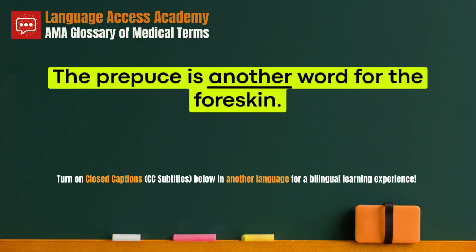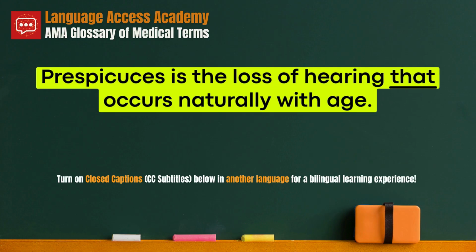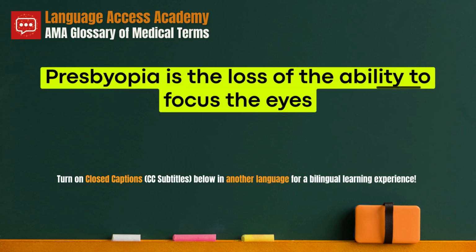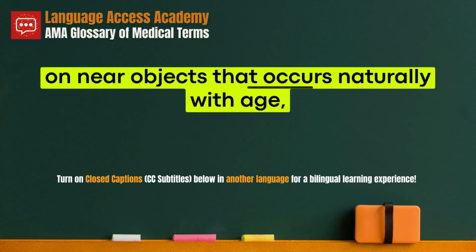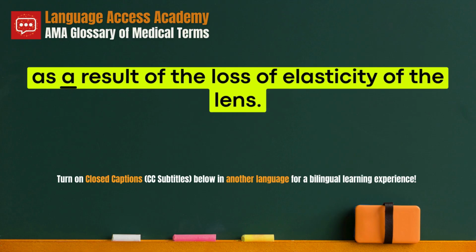The prepuce is another word for the foreskin. Presbycusis is the loss of hearing that occurs naturally with age. Presbyopia is the loss of the ability to focus the eyes on near objects that occurs naturally with age, as a result of the loss of elasticity of the lens.